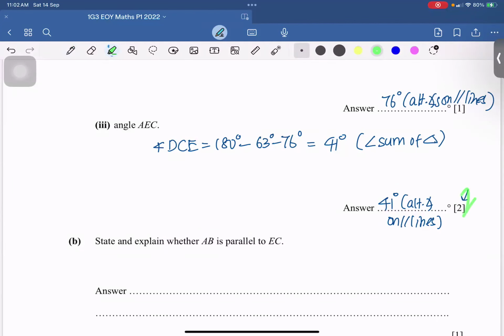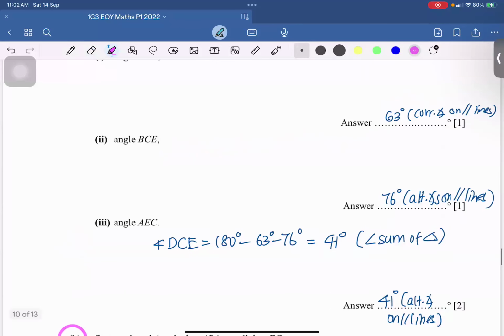Oh, what's happening to Jinsey's connection? Okay, so take note. Next part, this one over here cannot rush. Explain whether AB is parallel to EC.